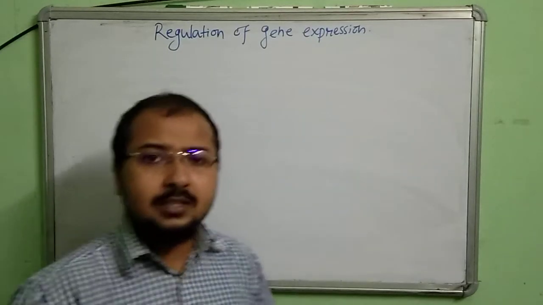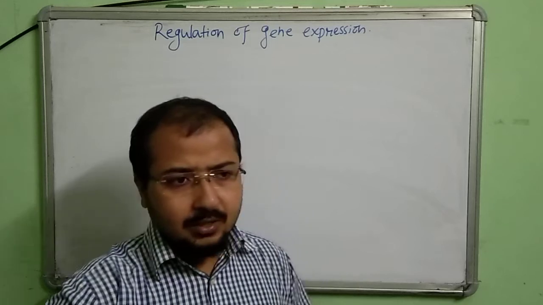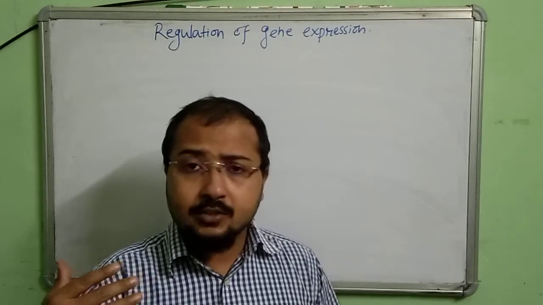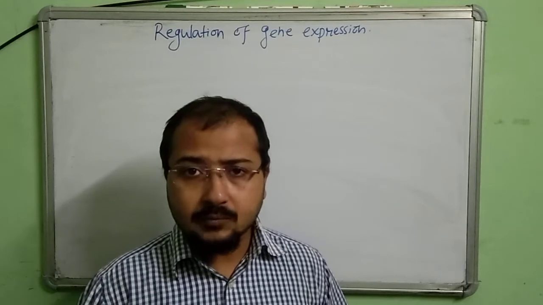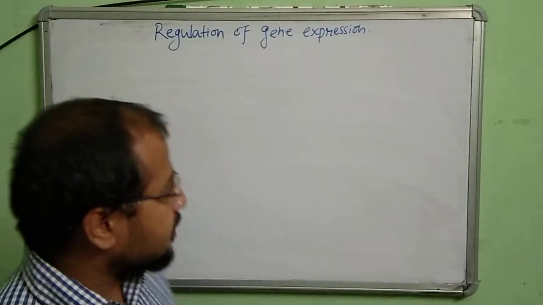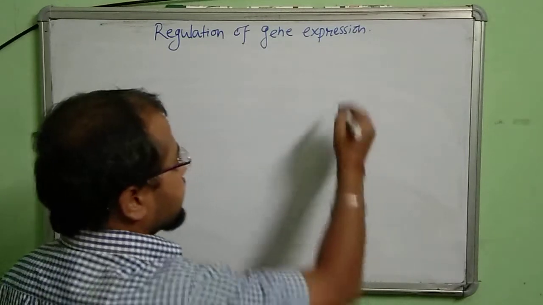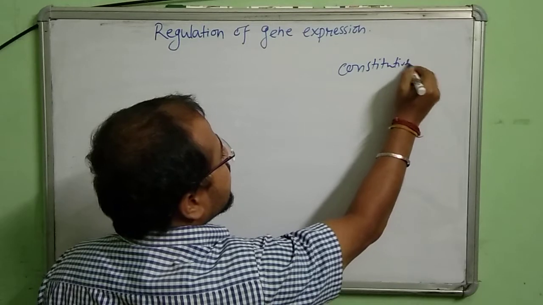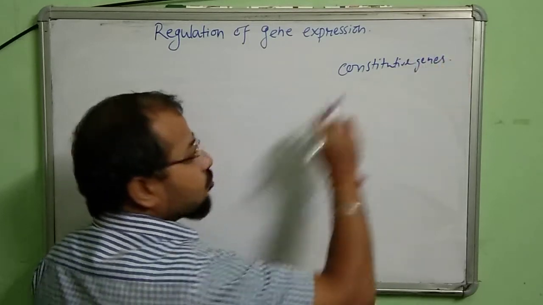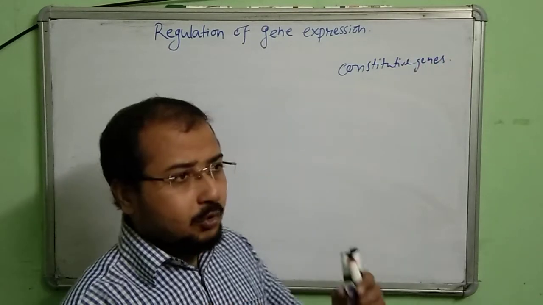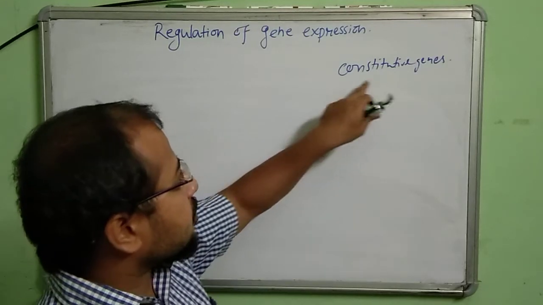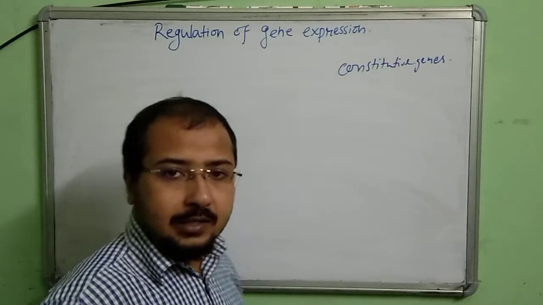So now there are different types of genes. There are genes present in the cells that work all the time. Those genes are known as constitutive genes. Constitutive genes means the genes which work all the time. They produce enzymes all the time. Those genes are known as constitutive genes present in the DNA.